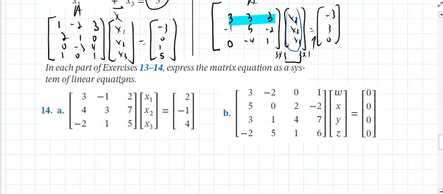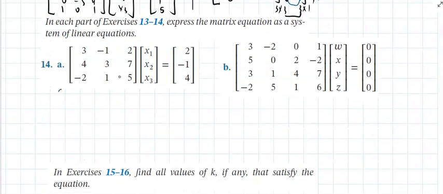And the next problem wants you to go the other way around. Well, no problem. There it is. This is 3 by 3. This is 3 by 1. The outcome is 3 by 1. And when you set it equal to that, you're going to set the first entry equal to 2, the second entry equal to -1, and the third entry equal to 4.